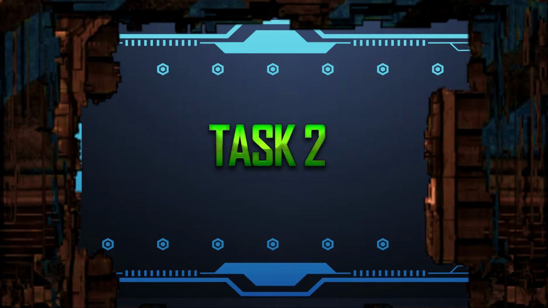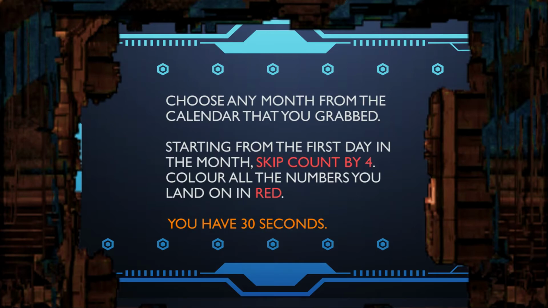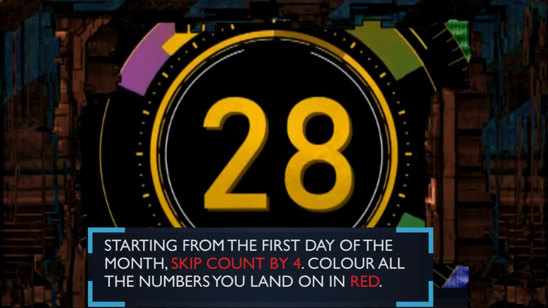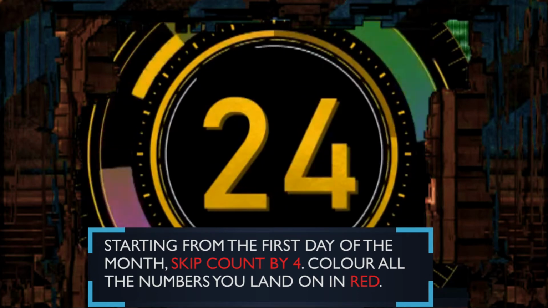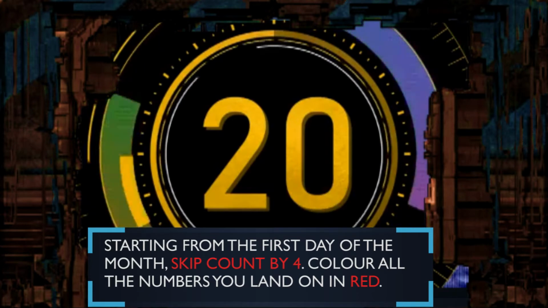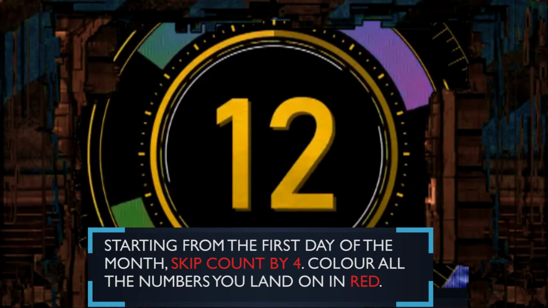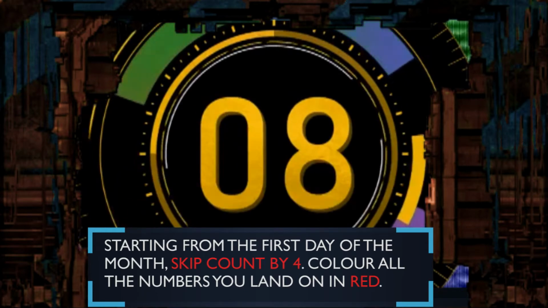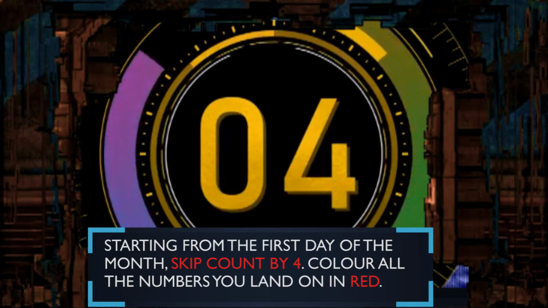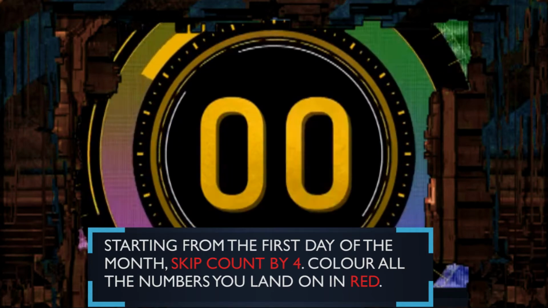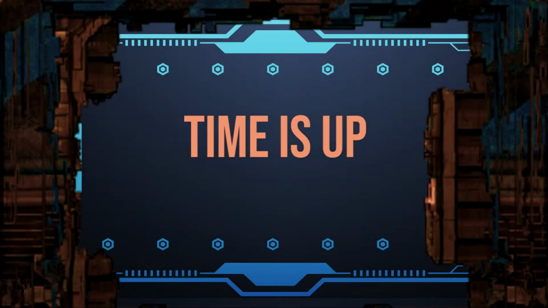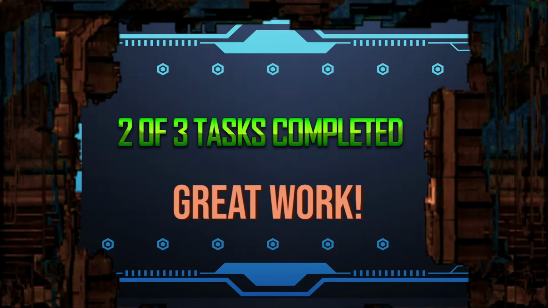Task number 2. Choose any month from the calendar that you grab, starting from the first day in the month. Go ahead and skip count by 4. Color all the numbers you land on in red. You have 30 seconds to complete the task. Great job! These numbers are multiples of 4. 2 down, 1 to go.